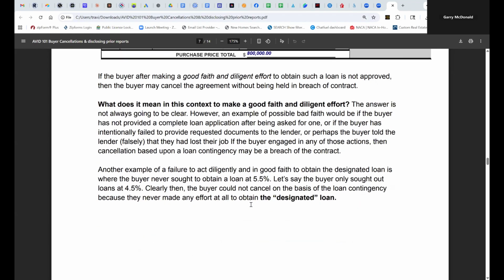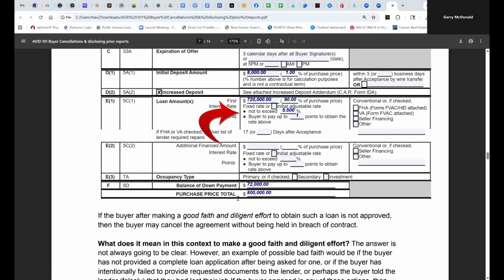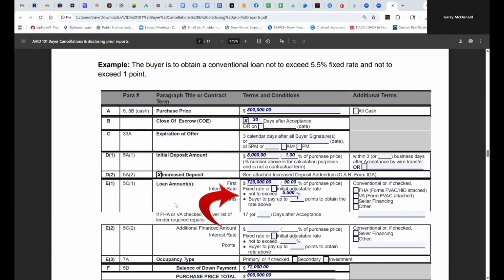Another example of a failure to act diligently and in good faith to obtain the designated loan is where the buyer never sought to obtain a loan at 5.5%. Let's say the buyer only sought out loans at 4.5%. Clearly, then the buyer could not cancel on the basis of the loan contingency because they never made any effort to obtain the designated loan, which was what was written here in E1, page 1 of the RPA. So that is the exact loan that they need to be applying for.